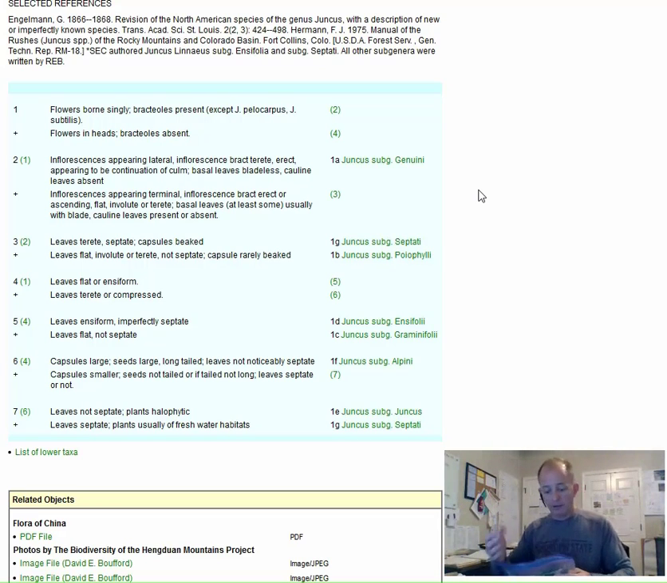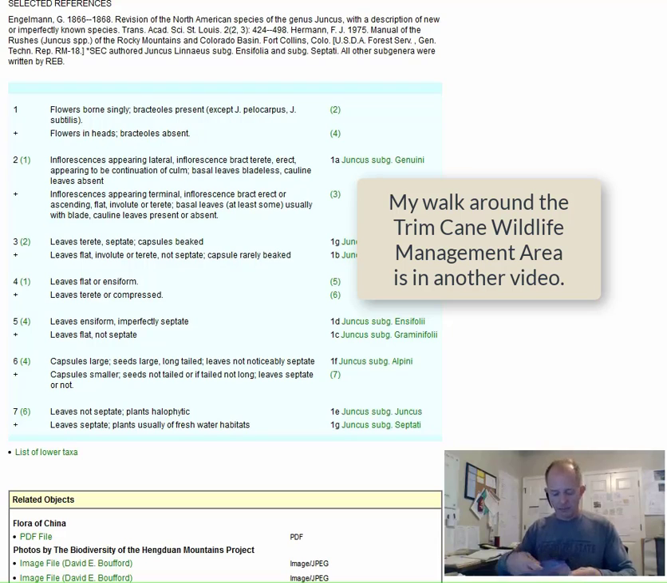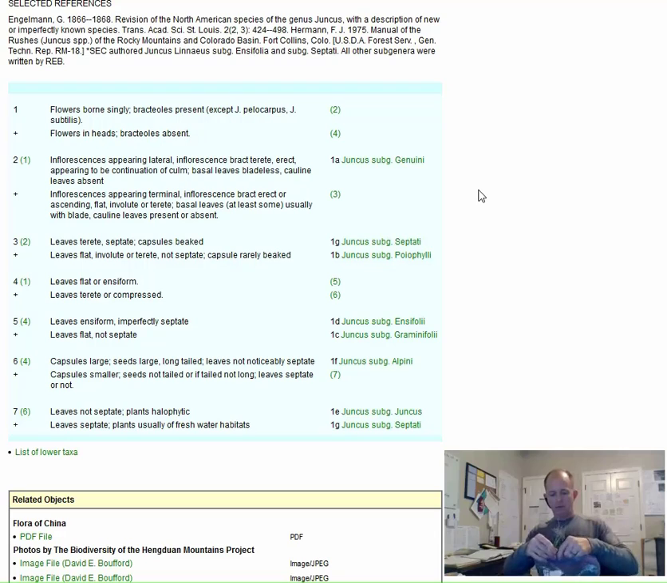All right, I collected all of these at the Trim Cane Wildlife Management Area near Starkville here, and pull this first one out of the bag. And I looked at that and I thought, well, there's some pieces missing because here's the rest of it. All right, we'll put this over here so it'll be a little bit more obvious.